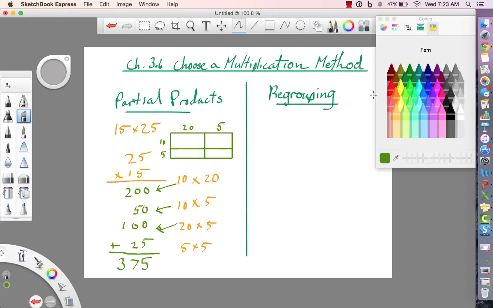And so then you just fill in each of these pieces. 10 times 20 is 200. 5 times 20 is 100. 10 times 5 is 50. And 5 times 5 is 25. And then you add them all together. So this is the model when you draw the picture. Okay? Now the second one is regrouping.